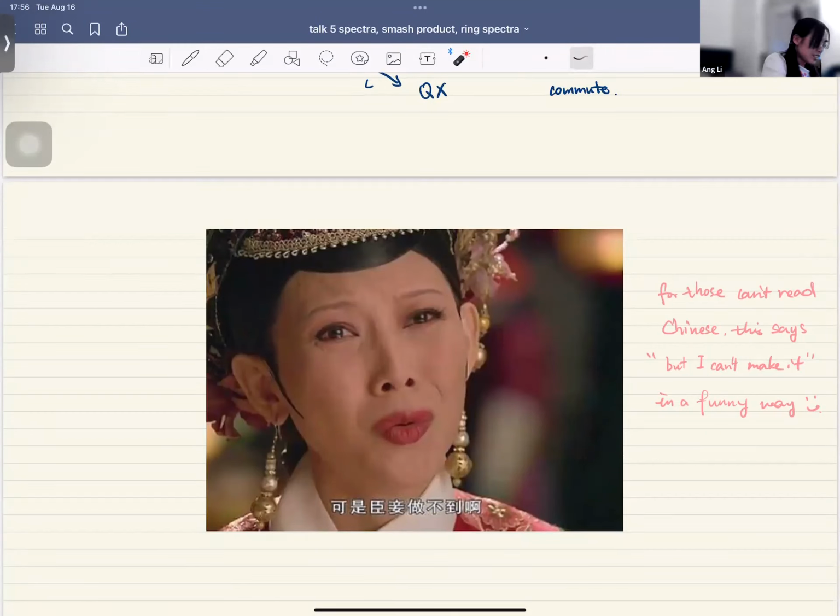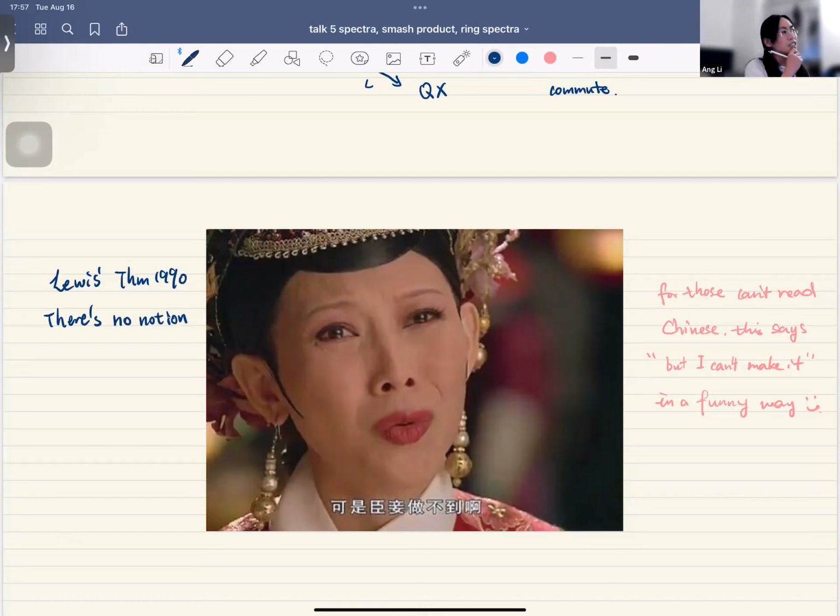So this is actually Lewis' theorem. It explicitly says there's no notion of category of spectra satisfying the axioms A1 through A5. And Lewis' paper is called Is there a convenient category of spectra? That's a very well written paper.